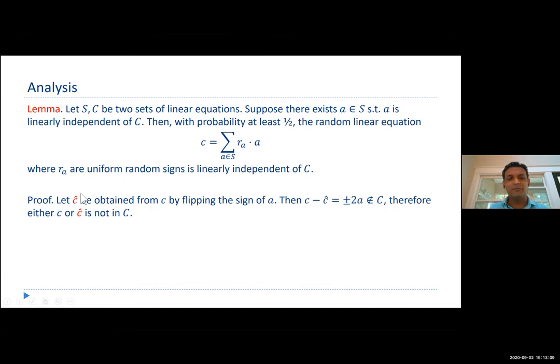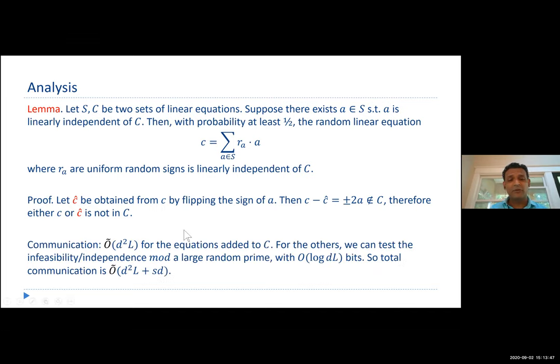And why? Well, the proof is just that suppose you take one such combination and take the particular linear equation A, which is independent of C, and flip the sign of just that one. So now the difference between the combination and the flipped combination, C minus C hat, is either plus or minus twice that linear constraint. But we know that linear constraint is linearly independent of C, so this difference cannot belong to capital C. Therefore, either C or C hat must not belong. And since we pick each of them with probability half, we're done.